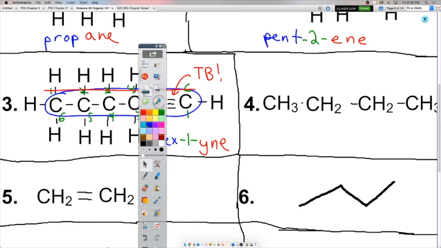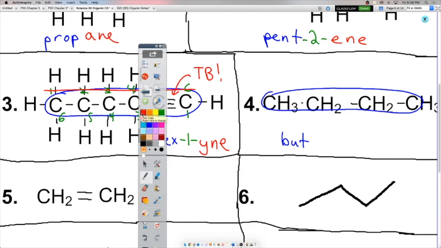Now here's a condensed formula that they've asked us to name, okay? Don't get fooled by this. It's still just a carbon bonded to a carbon bonded to a carbon bonded to a carbon. It's just that they didn't bother writing out where all the H's were, okay? So we still just have carbon to carbon to carbon to carbon, right? That's 4. So what beginning matches with 4? It's but, okay.